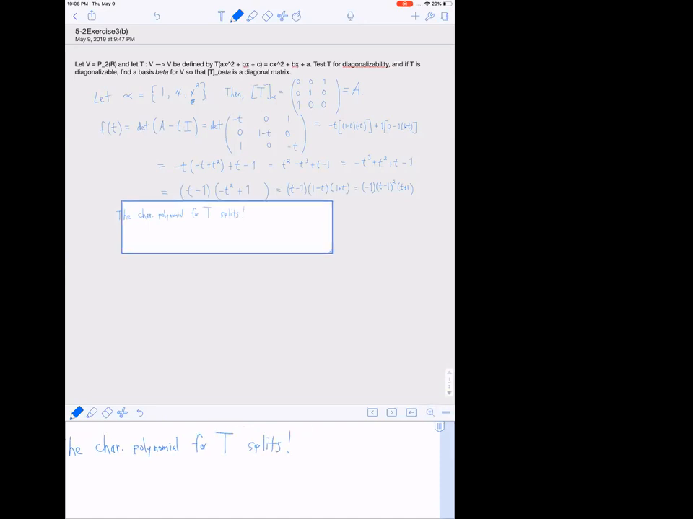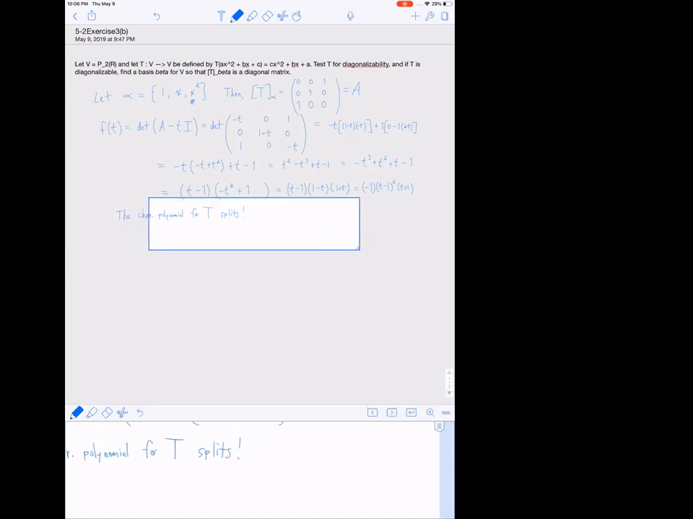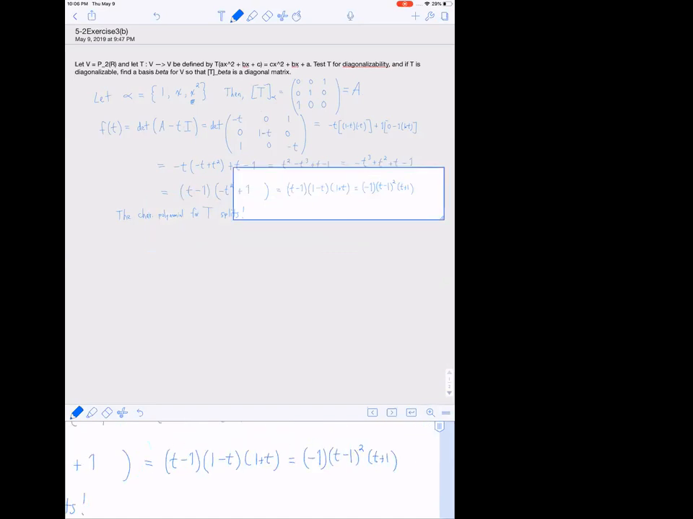Now that doesn't mean necessarily that T is diagonalizable. It just means that T isn't obviously not diagonalizable. If the polynomial didn't split, then we would know instantly that T was non-diagonalizable. But since the characteristic polynomial does split, there's a chance that T is diagonalizable.